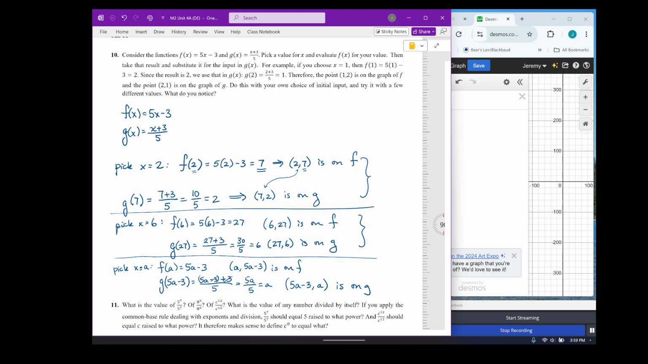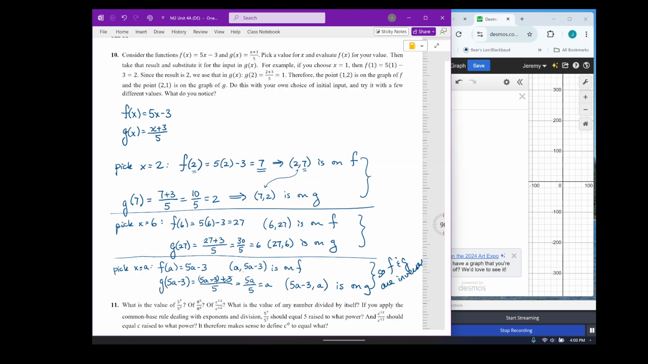Well, we didn't pick a specific a value. It's any value that you can plug in. So this right here is showing that one point that's on f, and really that represents any point on f, you can flip that around and you get the same thing, or that flipped version is on g. That's enough to say f and g are inverses.